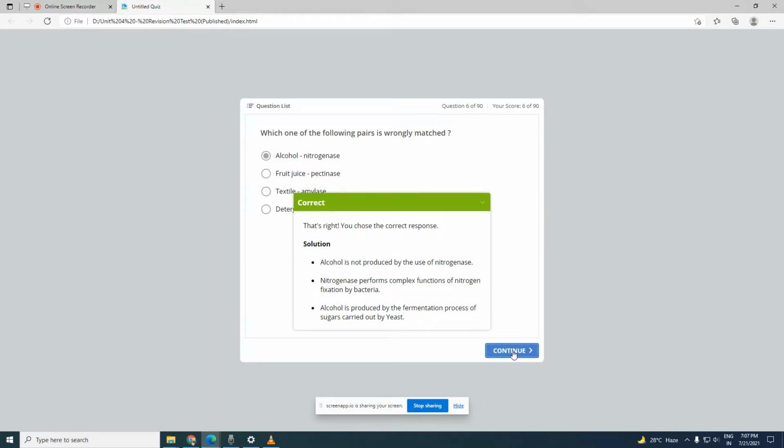So we solved six questions. Kindly look at the score there. Your score is 6 out of 90. Each question carries a single mark, just to calculate. But in your examination, actually, each question carries 4 marks. Every wrong answer gives you a negative marking of 1.